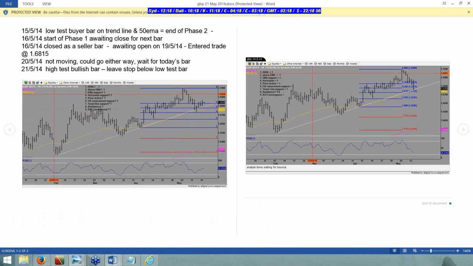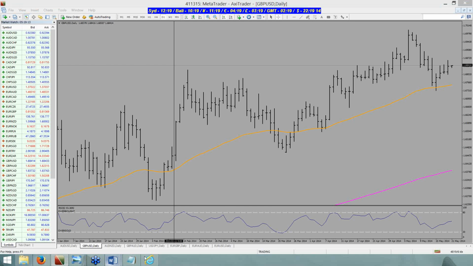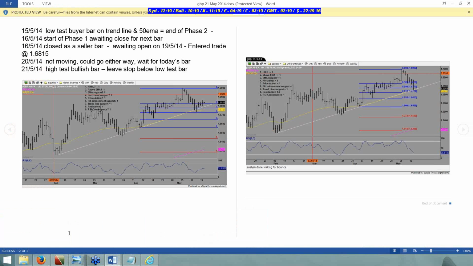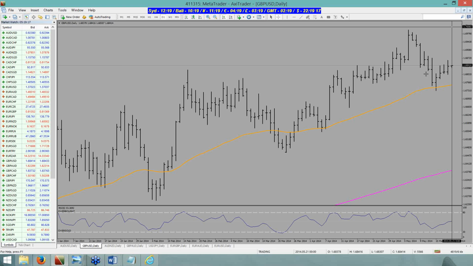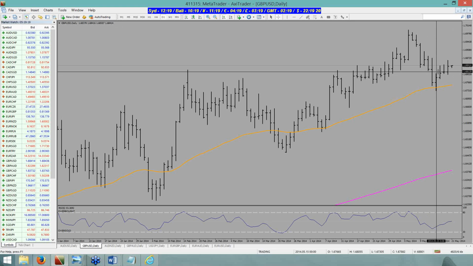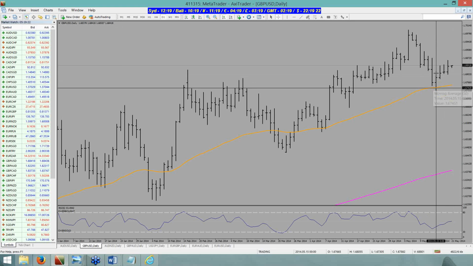Not moving, could go either way, wait for today's bar, the high test bullish bar. The stop below. It's not bullish, a high test is a bearish bar. I'm sure you got in a little early. Where did you get in? You said you got in at 68.15. Okay, so you got in above this bar. This to me is not strong enough.